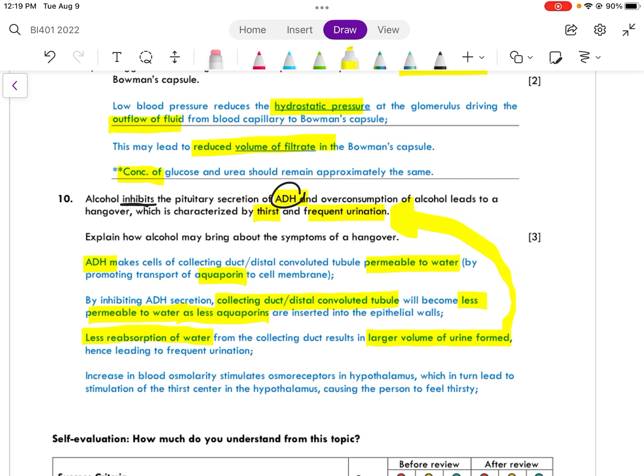Because the blood osmolarity increases, this will stimulate the osmoreceptors of the hypothalamus, and this could stimulate the thirst center of the hypothalamus, causing the person to feel thirsty.